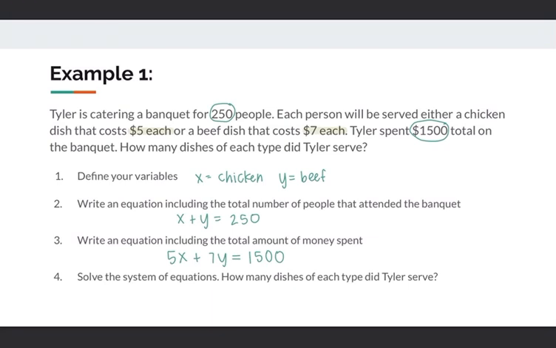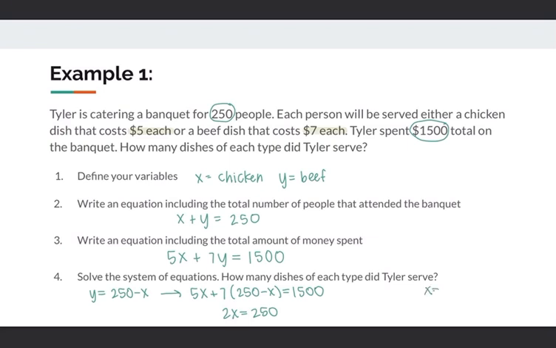Okay, now we're going to use these two equations and use the substitution method to find how many people got chicken and how many people got beef. So I'm first going to take the equation that we have in number 2 and solve for y, and I get y equals 250 minus x. And now I'm going to plug that into our equation in number 3. So I'm just going to replace the y in the equation with the y that we just solved for, and I get 5x plus 7 times (250 minus x) equals 1,500. And now I'll let you do the algebra, but you should get that 2x is equal to 250.